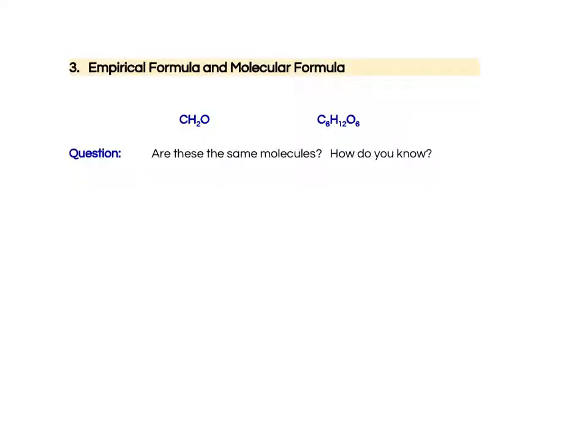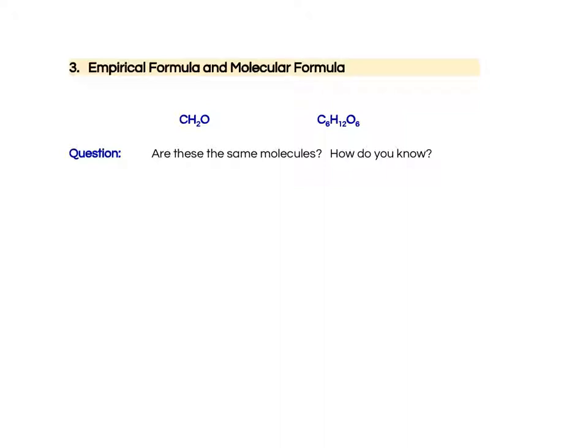All right, so today's lesson is on empirical formula and molecular formula. Empirical formula is a new term, so we're going to start off by discussing it and make sure that you have a good understanding of what we mean when we use the term empirical formula. So I'm going to start out with a quick question.